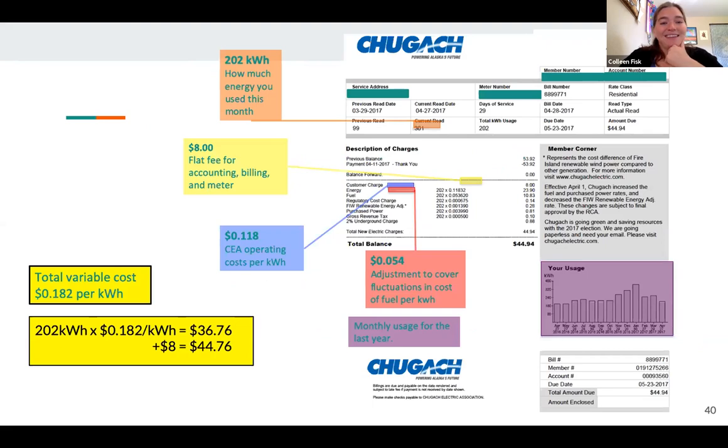So I have this out of order. Here's an example of a bill, and it shows you how much energy you used this month, which here, total usage is 202. Oh, my things are off. I'll have to fix that later. But you can take that 202 multiplied by your rate, 18 cents per kilowatt hour, to get how much your bill is plus your flat fee.